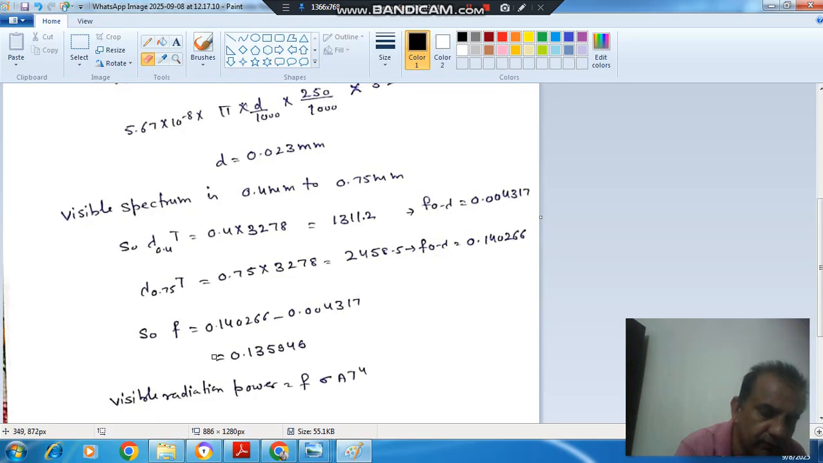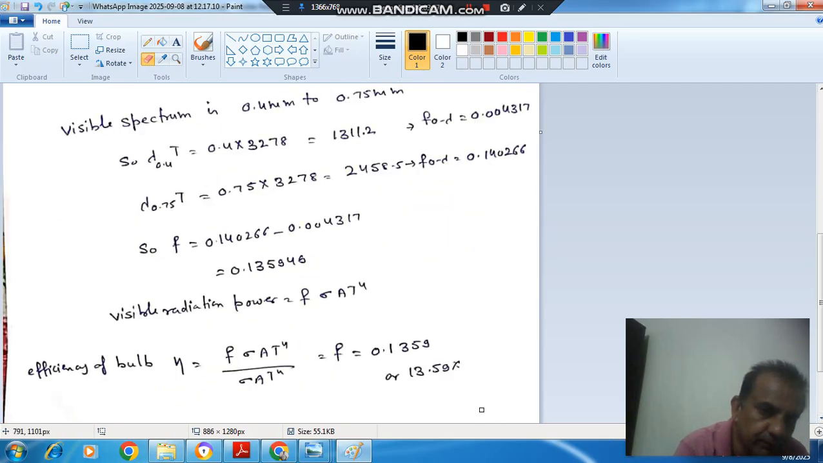So the radiation function f for the visible spectrum comes out as the difference between these two, which is 0.135949. The visible radiation power will be f into sigma into A into T^4, so the total is multiplied by f. The efficiency of the bulb is the visible radiation power divided by the total power, that is f, so that is 0.1359, or 13.59 watt.